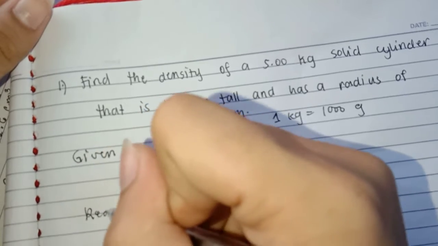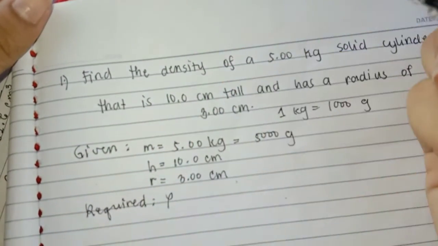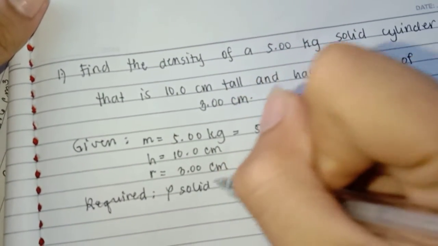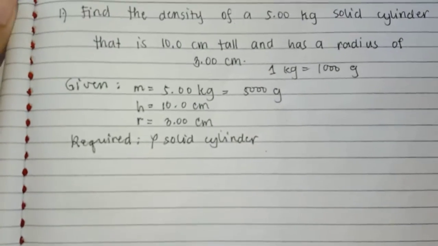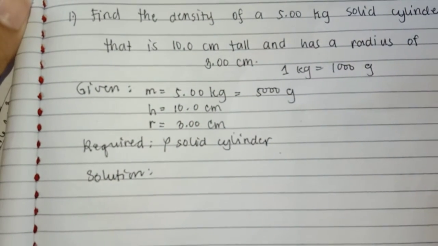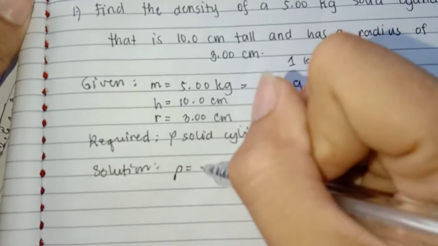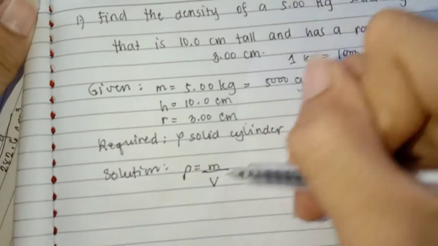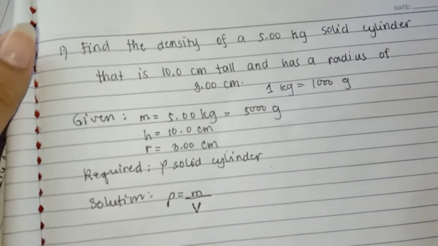What is required in the problem? And that is the density, which is in symbol of rho, density of the solid cylinder. And now let's proceed to the solution. And first we need to write the general formula of density, which is equals to mass over volume. And remember that the symbol for the volume is always capital letter V.